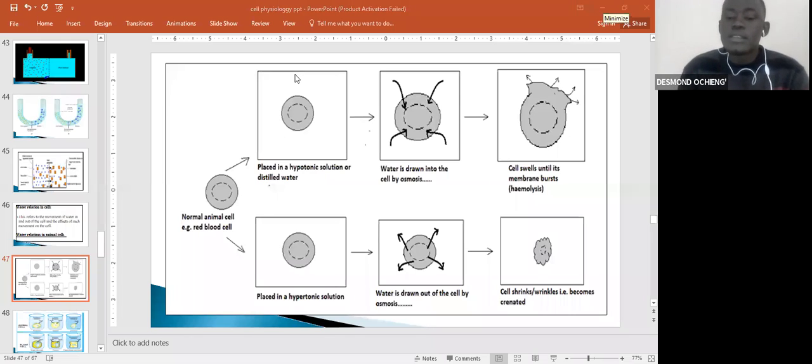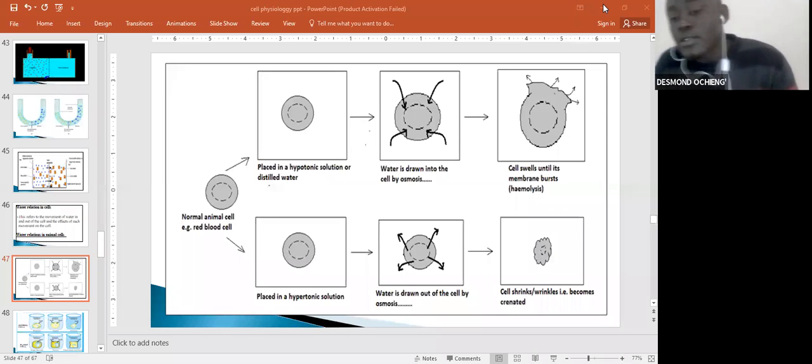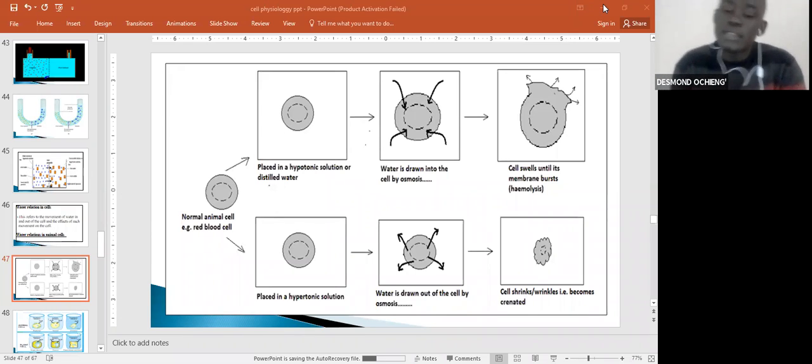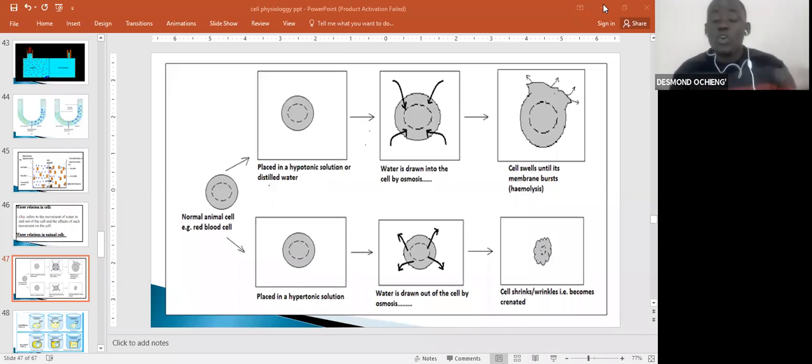So now the cell shrinks or wrinkles, and we say it becomes crenated. When you're asked to define crenation, it is simply the opposite of hemolysis, and it can be defined as the process by which an animal or red blood cell shrinks when it is placed in a hypertonic solution, because it starts losing water, as the hypertonic solution has a very high osmotic pressure. It will draw water from the animal cell, and so the cell will be shrinking.